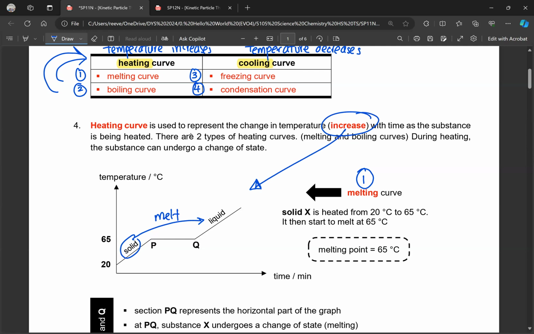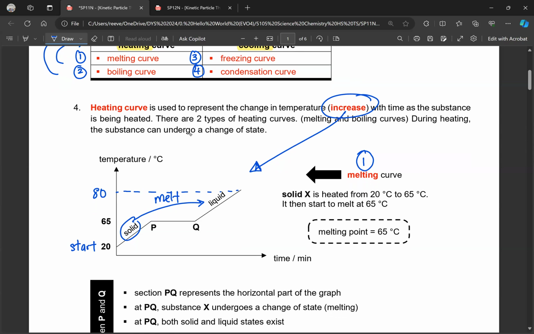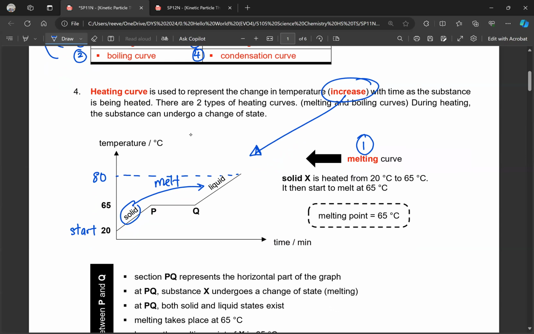Okay, you can observe that the temperature goes up. It starts at 20 and ends up at maybe 80. So temperature goes up. We call this a heating curve. To be more specific, it is a melting curve because the thing is melting over here. So on the graph, let me just erase all the things so that we can refocus back on the graph.